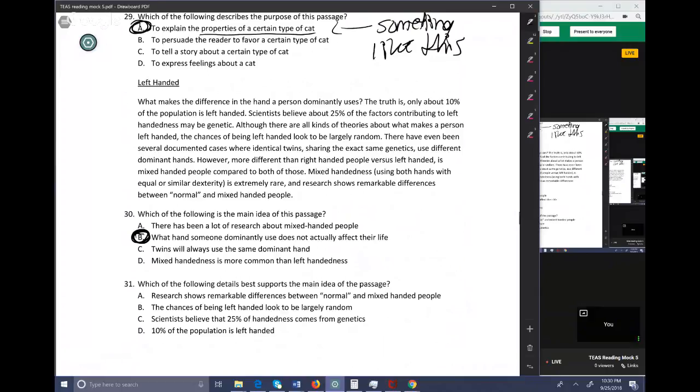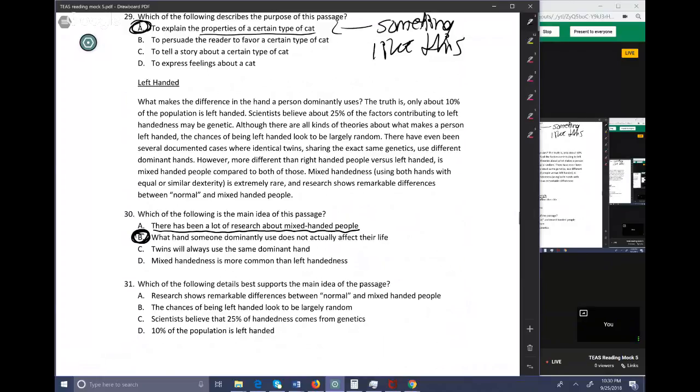If you were torn, so you might have thought that was it, you might have been dead set that it was that one. And if you weren't dead set that that was the one, you might have been torn between that and the fact that there's been a lot of research about mixed handed people, because right at the end, it starts to sound like maybe that's what they're getting at.